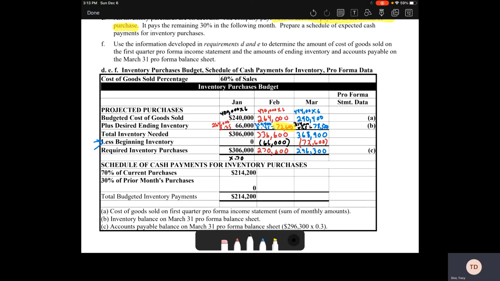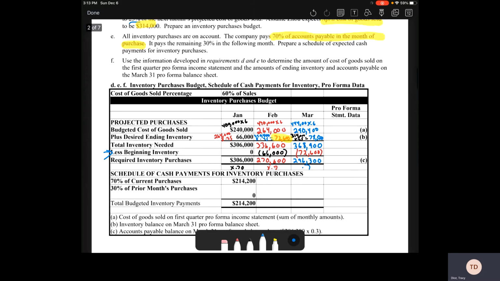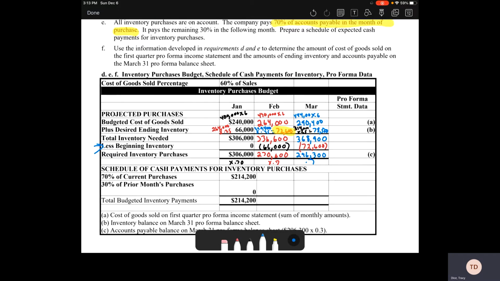So then to figure out your current payments for February, we take that 270,600 times 0.7. And then take the 296,300 times 0.7 to get the amount that you pay off in the months of February and March. So when we do that, we're going to end up with in February, 189,000. That's a 9.